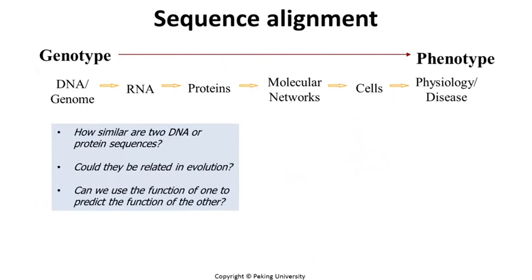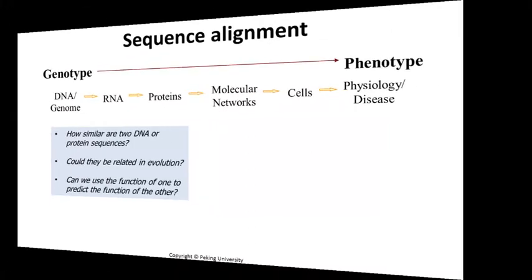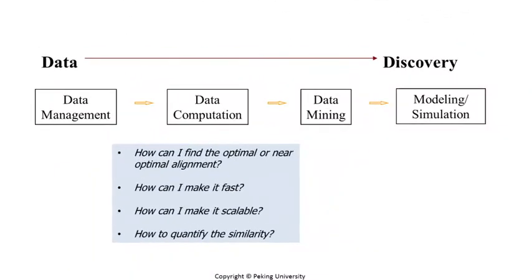We will talk about sequence alignment. The questions are, how similar are 2 DNA or protein sequences? Could they be homologous and have descended from the same ancestral gene? Can we predict a newly discovered protein's function based on the known function of another protein? This question is formulated into how to find the optimal alignment or near optimal alignment between 2 sequences of letters, how to do it fast, how to quantify the similarity.